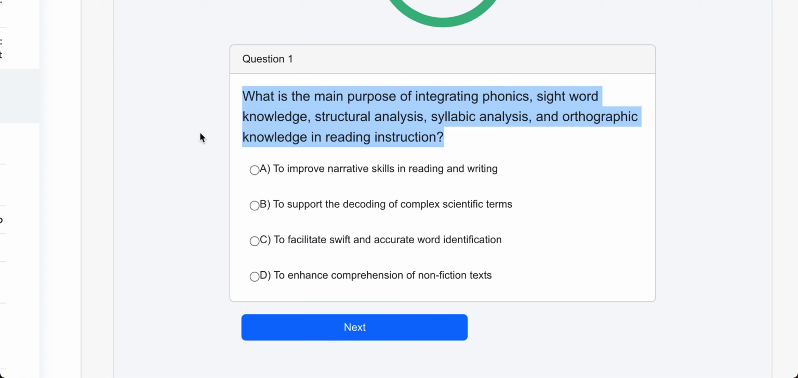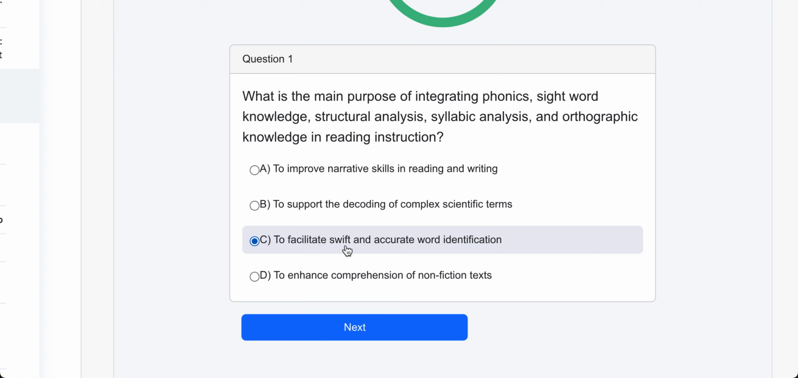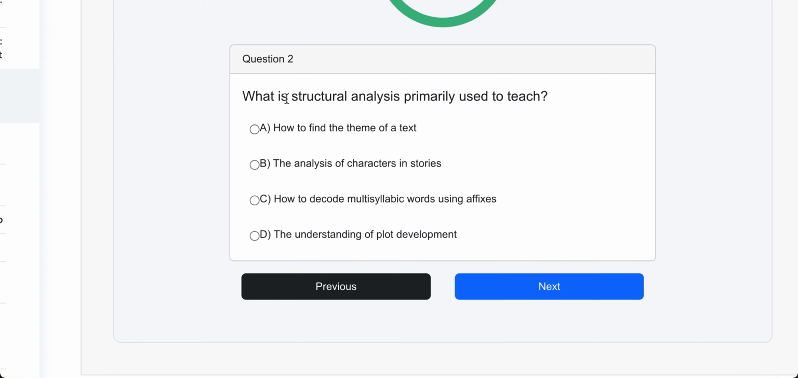All right, so the reason that we integrate all of these skills is to develop rapid and precise word identification, which is a key ingredient in fluent reading. For that reason, I'm going to go ahead and select answer option C, to facilitate swift and accurate word identification, which therefore helps build automaticity, which is when students read with fluency and comprehension. So they read at the appropriate prosody and tone, and they recall that which they just read. Let's move on to question number 2.